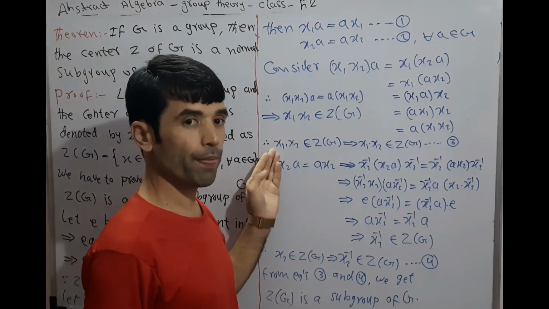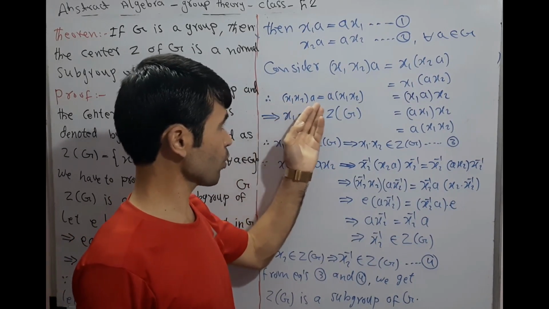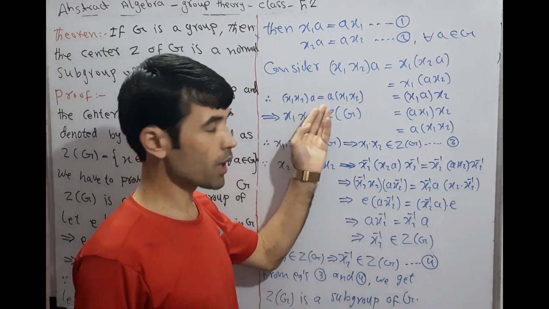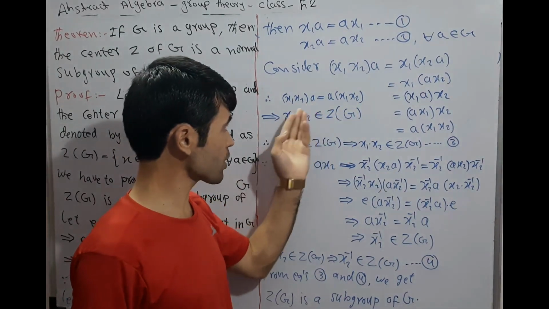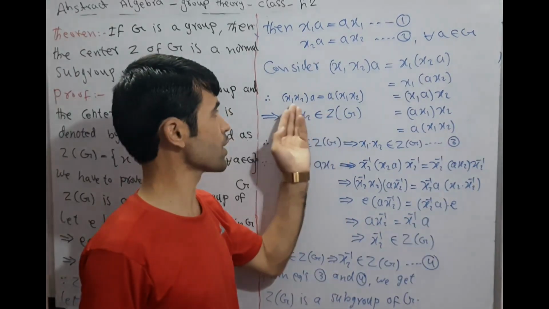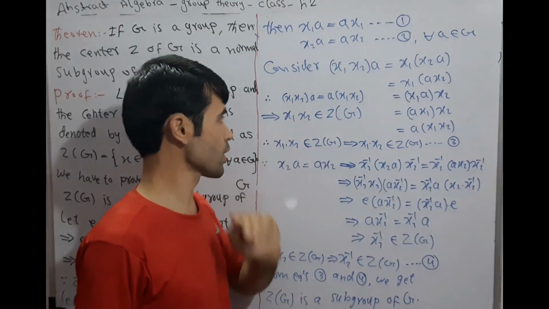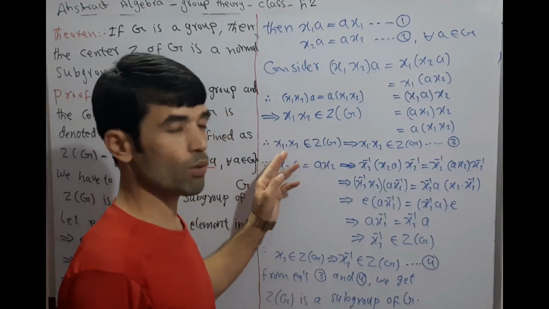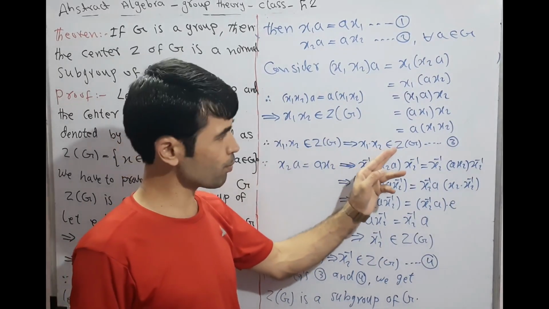Therefore, when x1 into x2 into a equals a into x1 into x2, this implies x1 into x2 also belongs to Z(G). Therefore, x1 into x2 belongs to Z(G). Their product also belongs to Z(G).